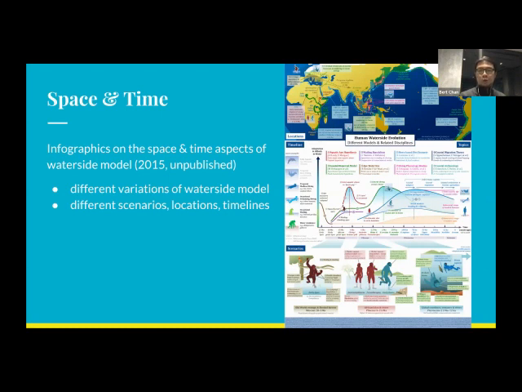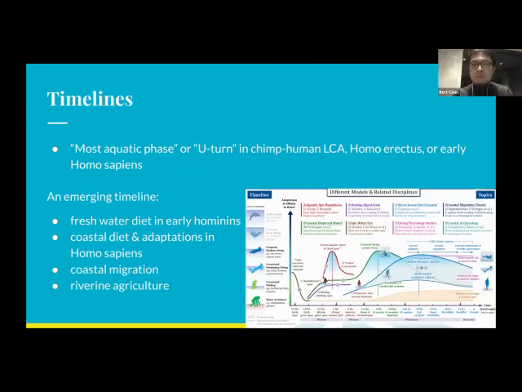I also made another poster to summarize the different space and time aspects of the waterside models. It wasn't shown before, and I showed these different scenarios, locations, and timelines of these models. So for different models by these different researchers, those who propose variants of waterside models, they propose different most aquatic phases or different U-turns, why humans go through a proposed water phase and semi-aquatic phase and back to land.